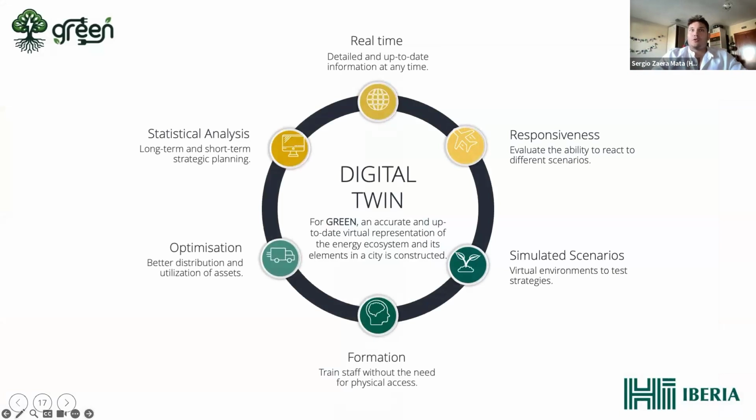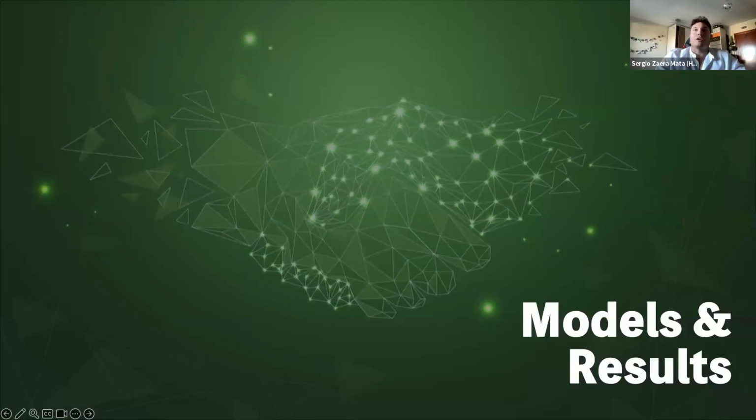So what does the digital twin allow us to have? It allows us to have real-time, detailed, up-to-date information. It also helps us evaluate and react to different scenarios, because you can adjust the scenario and the initial conditions. Also, you can simulate different strategies, let's say replacing some charging station. You can inform people about these newer scenarios. Also optimize the utilization of these assets or elements, and get statistics from the long-term analysis.